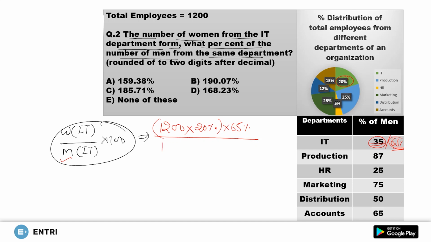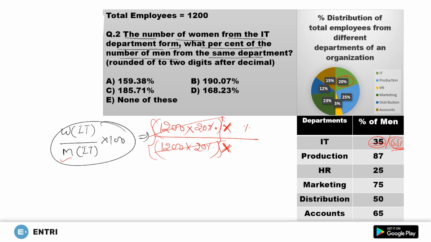Now for male, 1200 into 20% will be the same, so as you can see these both are the same, so there is no need to write this. I was just clearing the concept, so that's why I have written these values. Otherwise in the paper you don't have to write these values, because this will cancel out. So you just need to write down the percentage of male and female only.